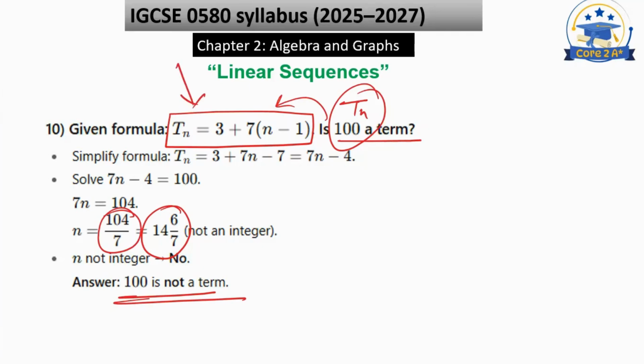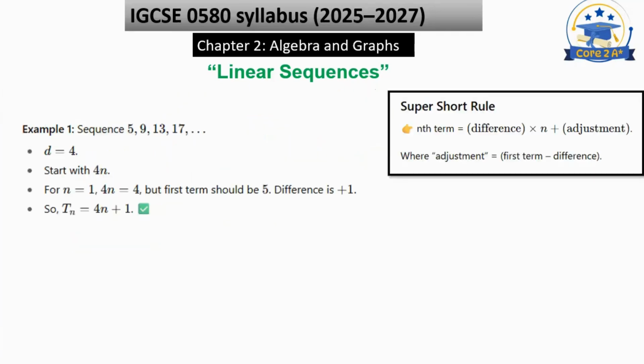Okay. Now I'm going to share a short trick with you. With this short trick, you can find very easily. What can you find very easily? Okay, let's see. Suppose, for example, here we have a linear sequence, 5, 9, 13, 17. You need to find the common difference, that is 4. How did you get 4? 9 minus 5 equals 4.